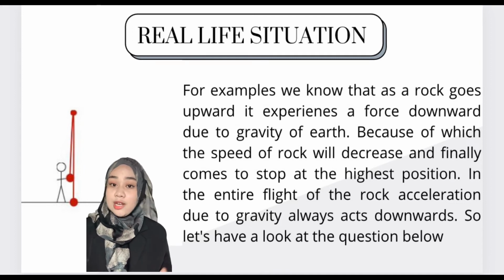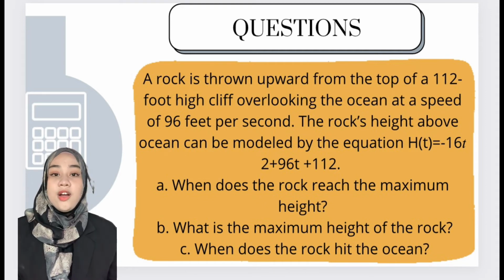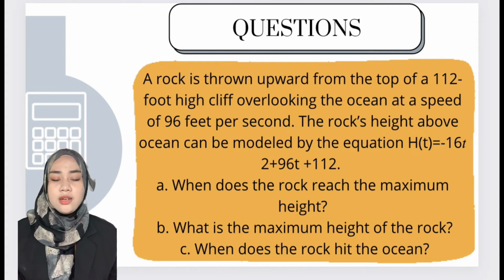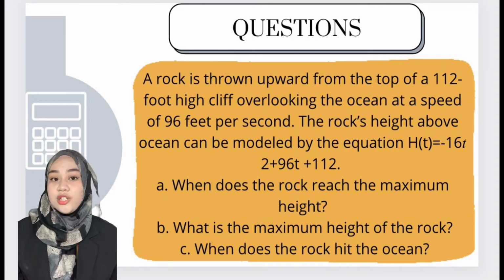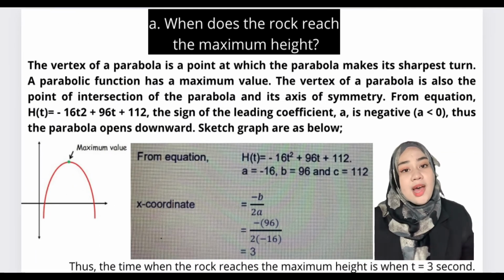So let's have a look at the question. A rock is thrown upward from the top of a 112-foot high cliff overlooking the ocean at a speed of 96 feet per second. The rock height above the ocean can be modeled by the equation h(t) = -16t² + 96t + 112. When does the rock reach the maximum height?